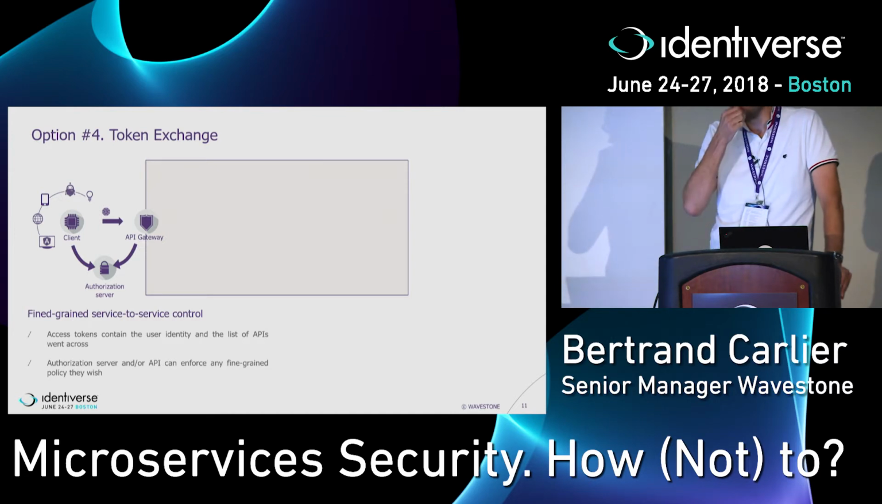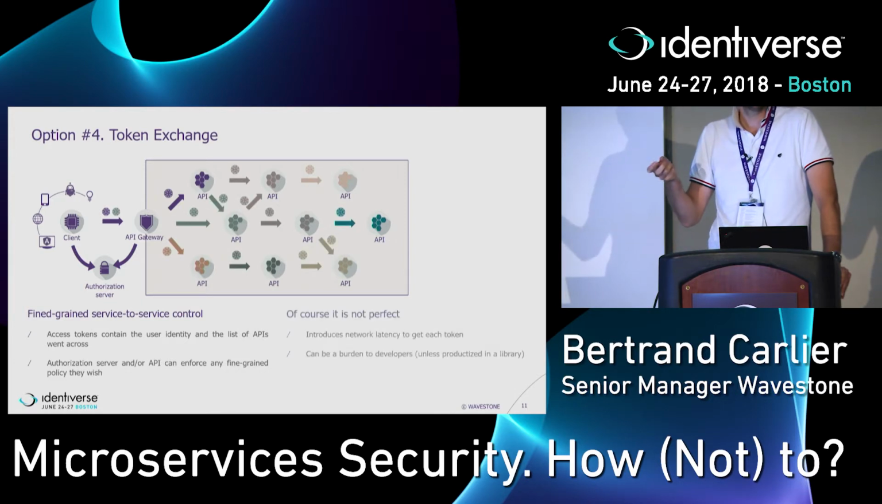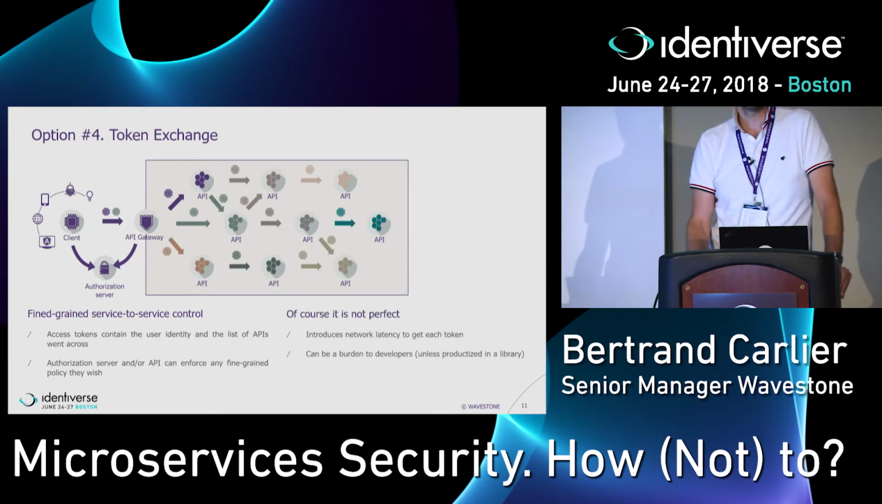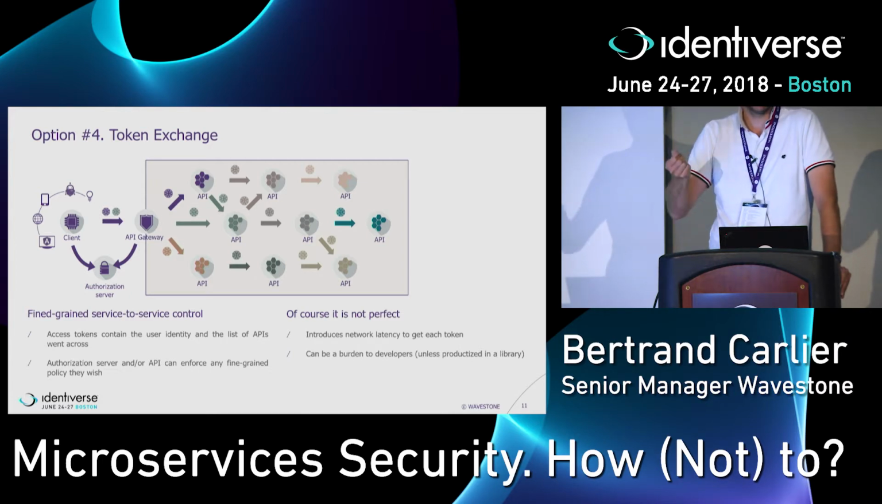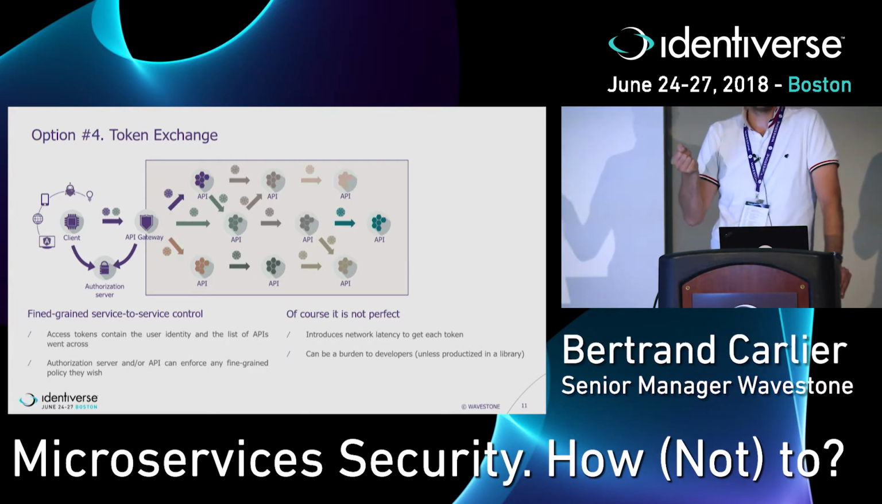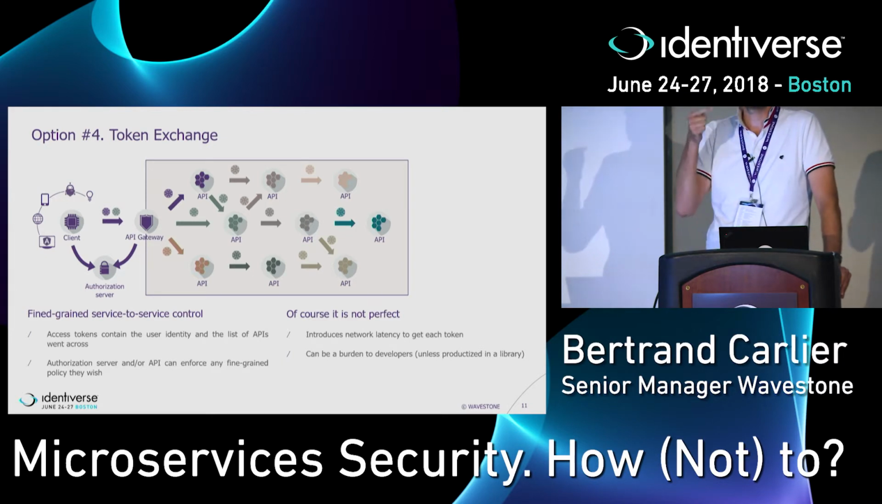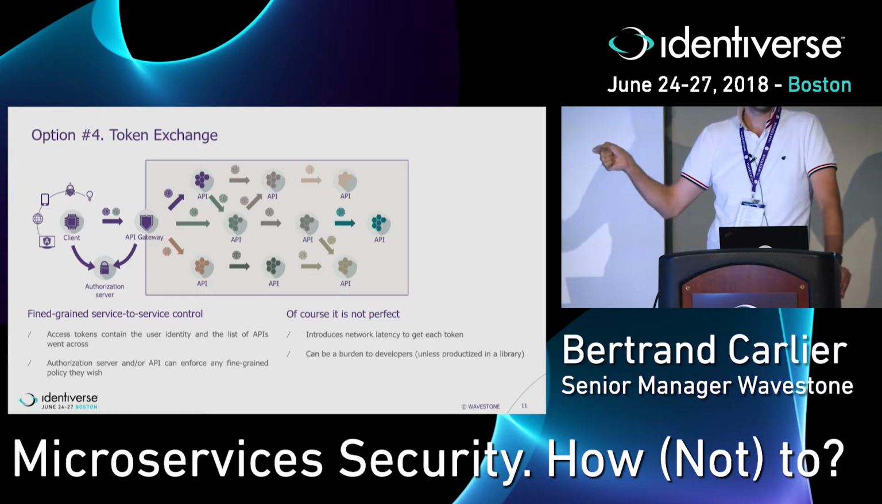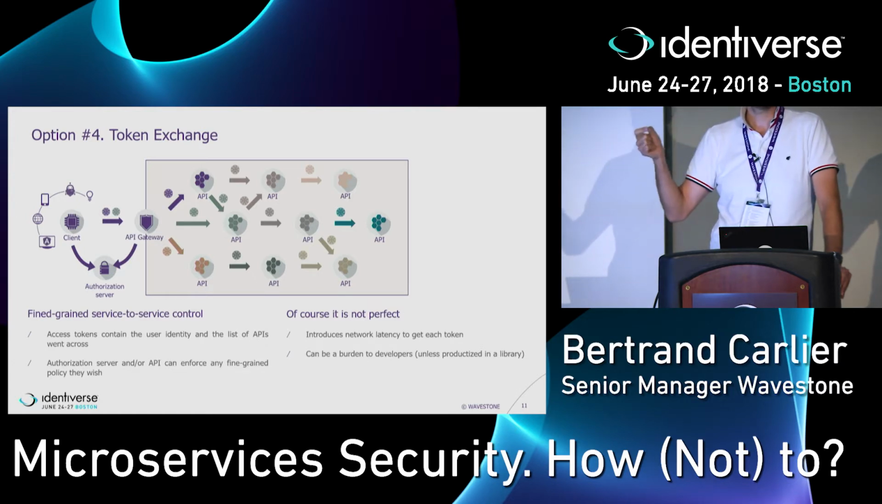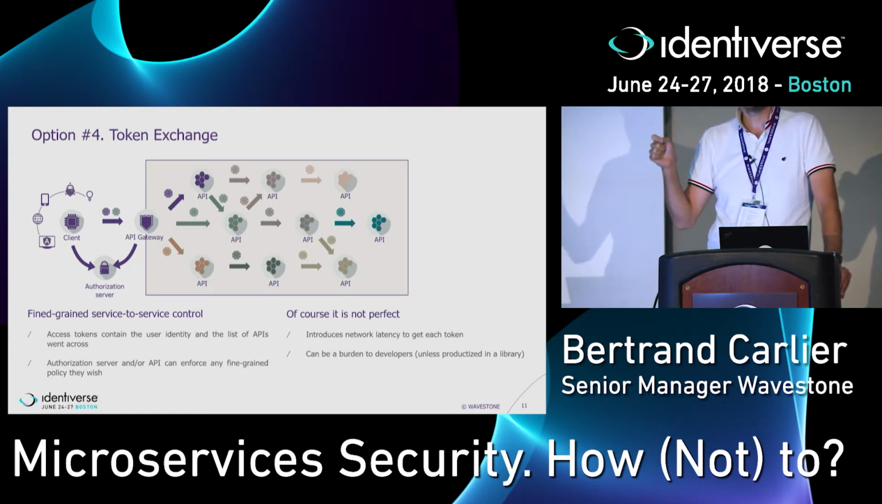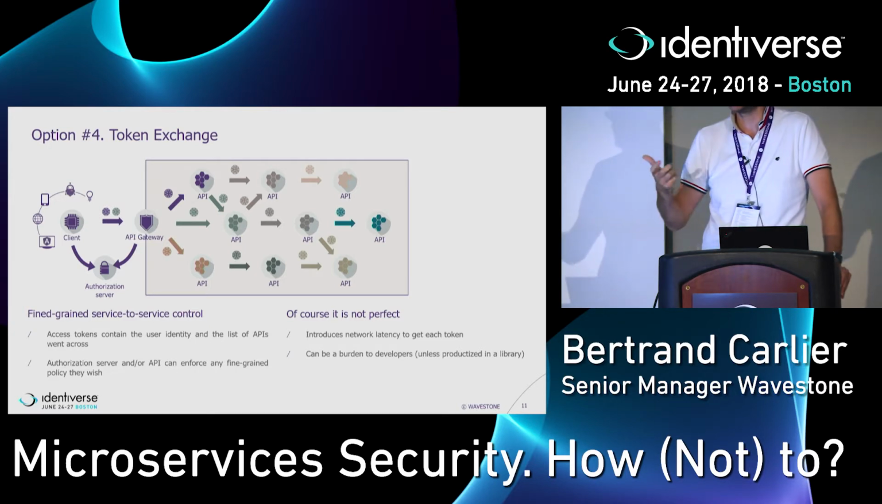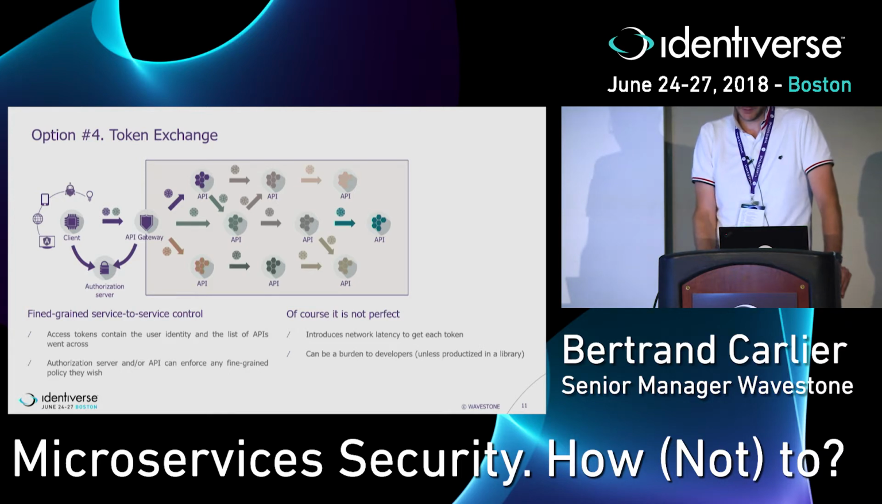Token exchange requires that any API, before calling another one, needs to get a new token. It needs to exchange the input token with the output token with new scopes, for instance. And that token is going to contain the user identity from the start and the identity of all the APIs that you went through. That can be interesting if you want to check whether it's a legitimate call or if it's a rogue call from a compromised API. That's how you may detect that kind of thing.